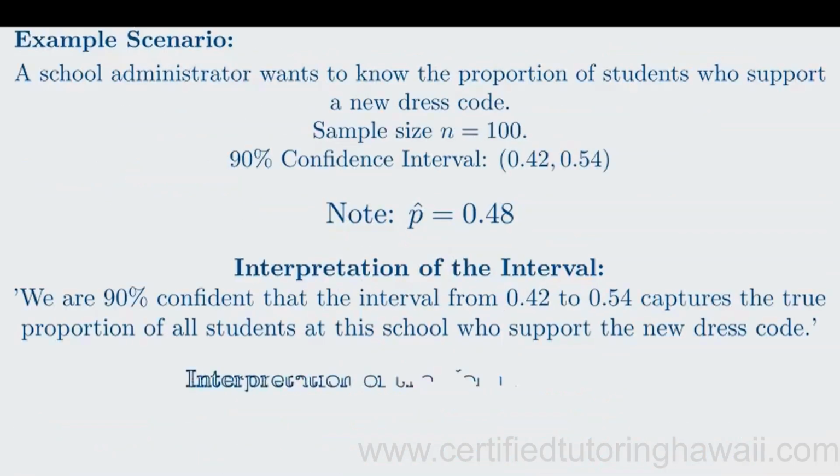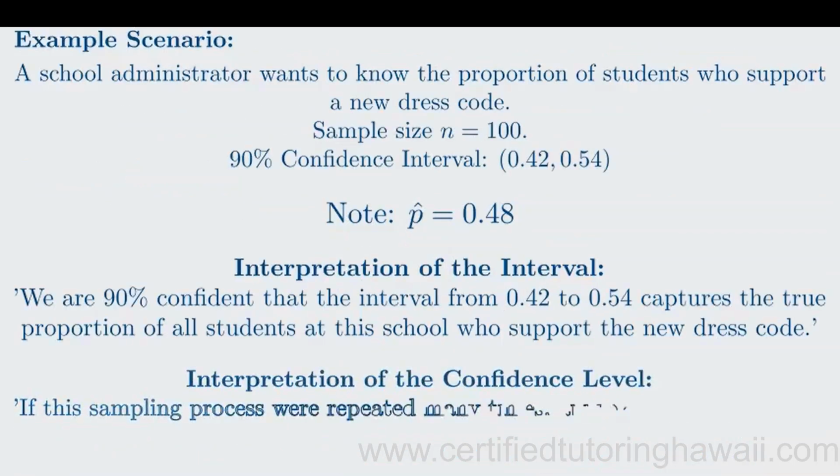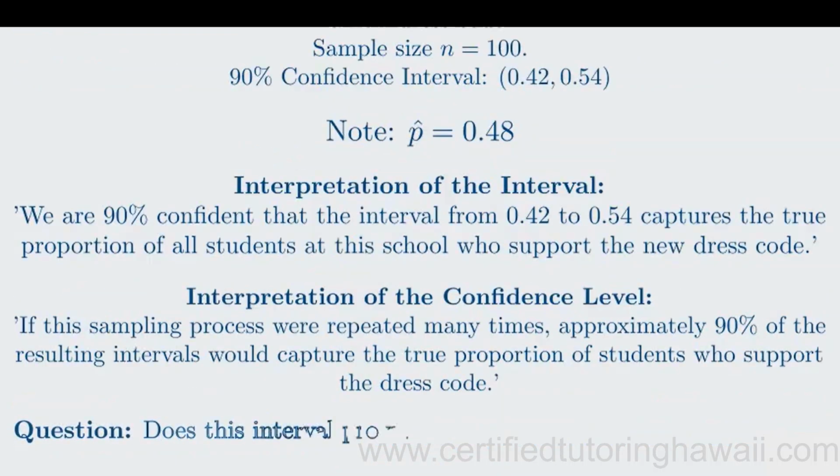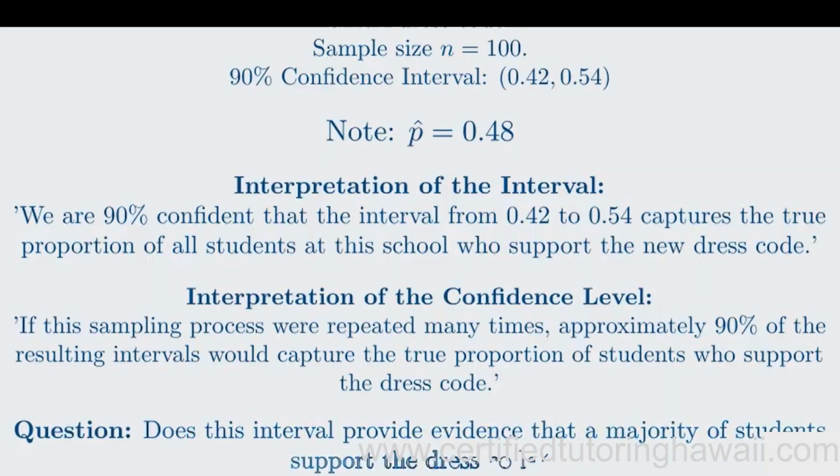I'm not talking about the 0.42 or 0.54 here. I'm talking about the reliability of the 90% method itself. Take a moment to think about this. If majority means more than 50%, does this interval support that claim?